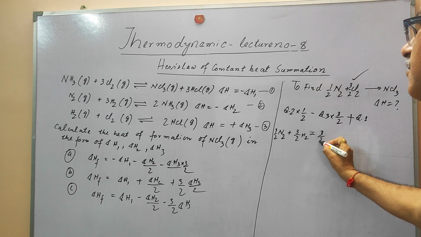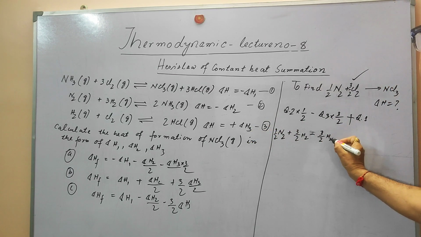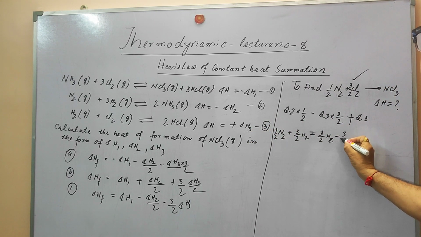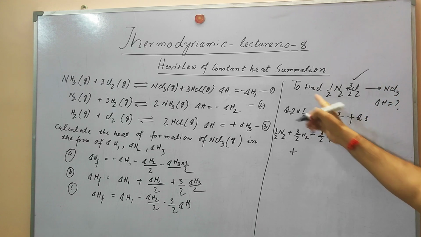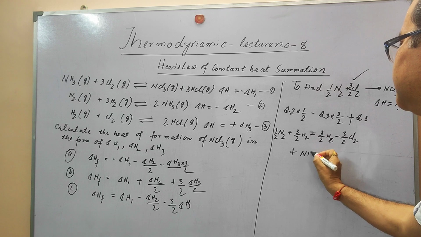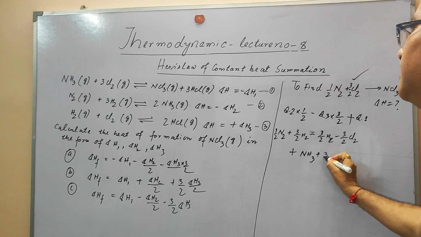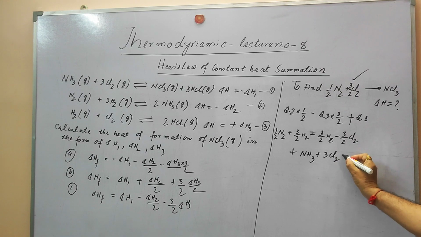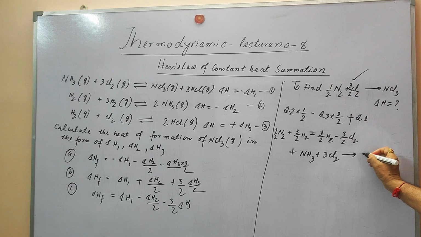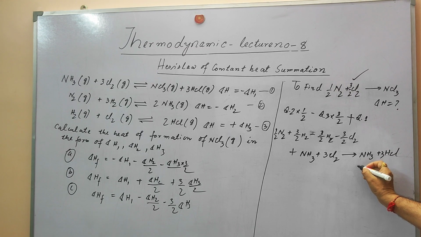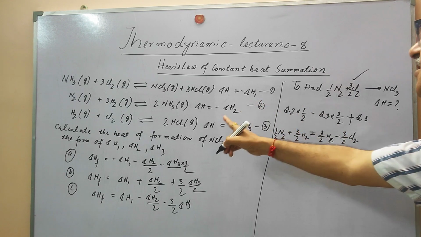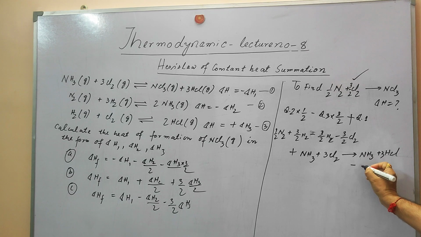Then we subtract 3 by 2 H2 from the third equation, and this will be minus 3 by 2 Cl2. Then you add equation number 1, and you will get NH3 plus 3 Cl2. Now go to the right-hand side. What is there? NH3 plus 3 HCl, and you can get NCl3 here.